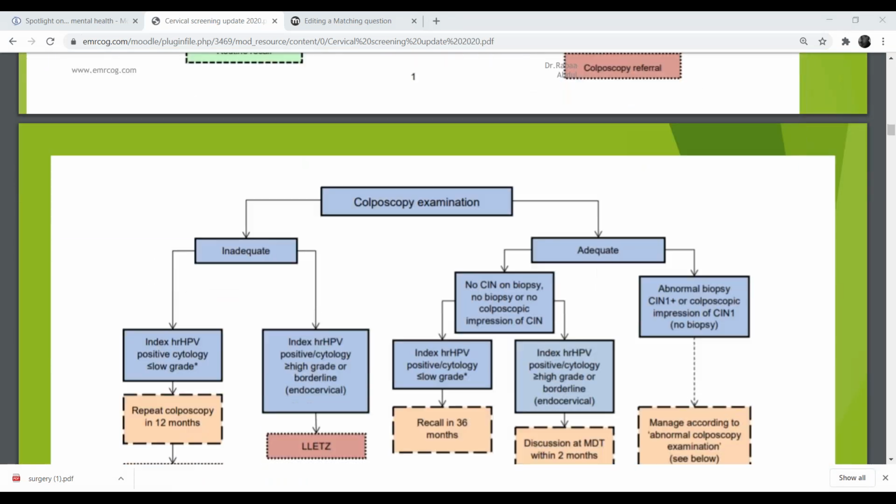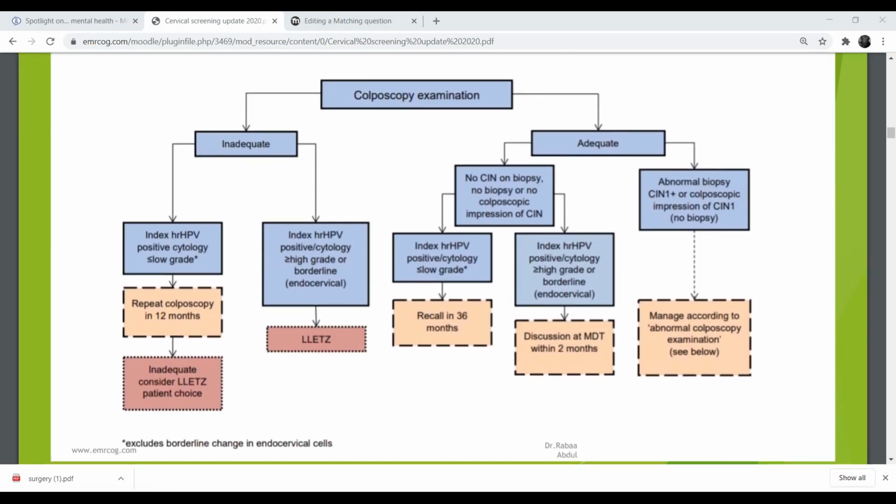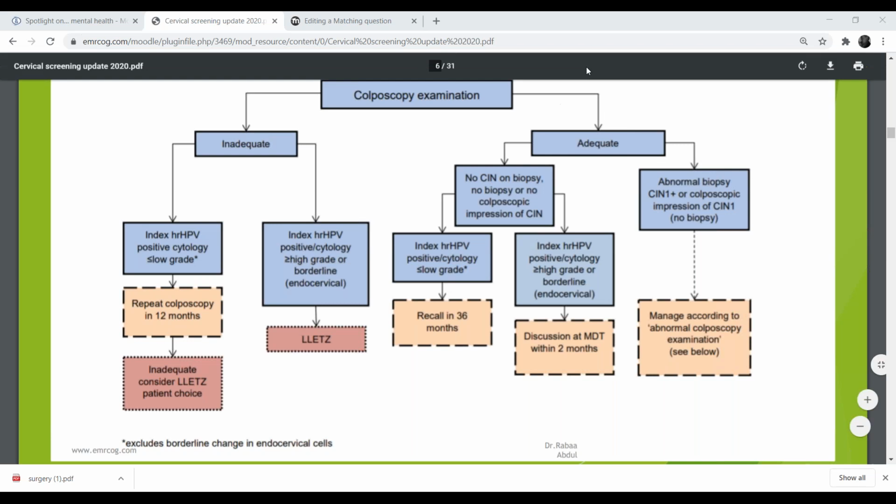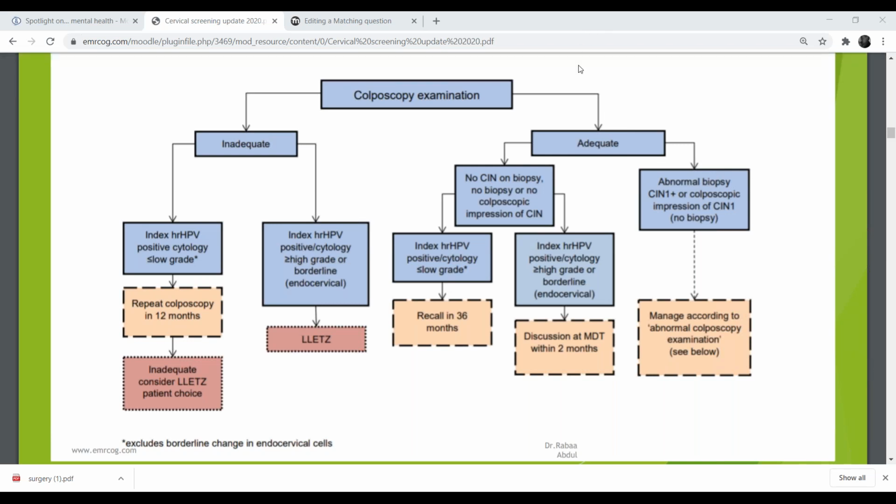Let's go to the next one, the colposcopy examination, and how can you solve it in the exam. In the colposcopy examination, you will look to the word: is it adequate colposcopy or inadequate colposcopy? Adequate colposcopy means that he will give you a result, he will tell you this is a colposcopic impression of CIN1 or CIN2 or anything. Okay? So this was adequate colposcopy and there is a result, and according to the result you will move forward.